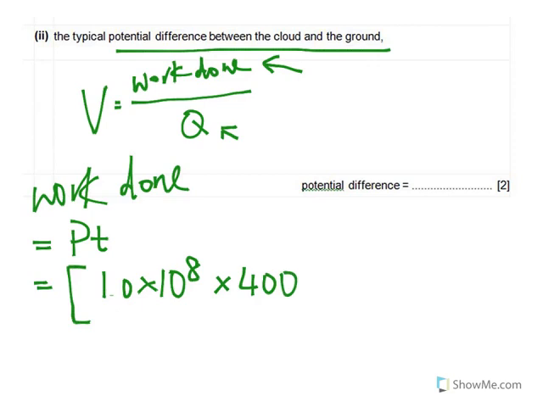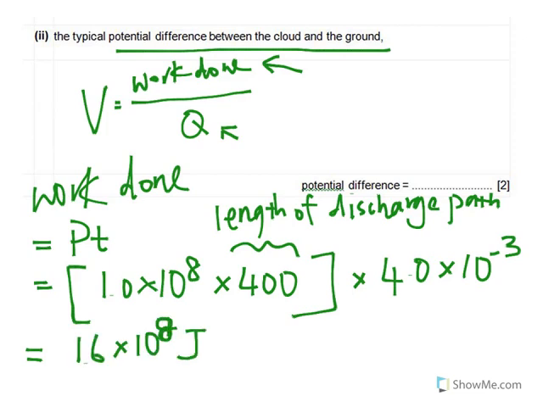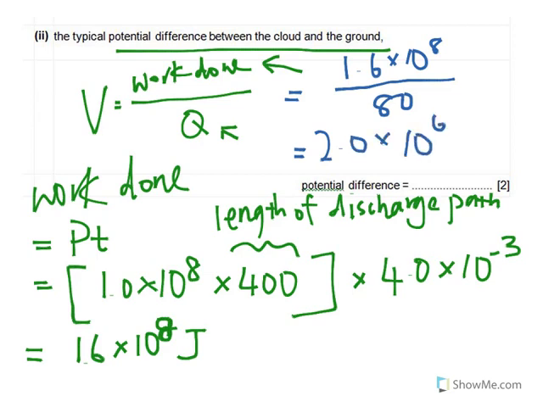And here my power is the power dissipated per meter of the discharge path. I need to multiply by 400 meters, which is the length of the discharge path. And this is my power multiplied by the time that we were given earlier on as well, the same value that we have used, 4 times 10 to the power of minus 3. And I have the work done, 1.6 times 10 to the power of 8 joules. And so I substitute it into the equation above, 1.6 times 10 to the power of 8 over our answer earlier, which is 80, and I have my final answer, 2 times 10 to the power of 6. And the unit is going to be volt.